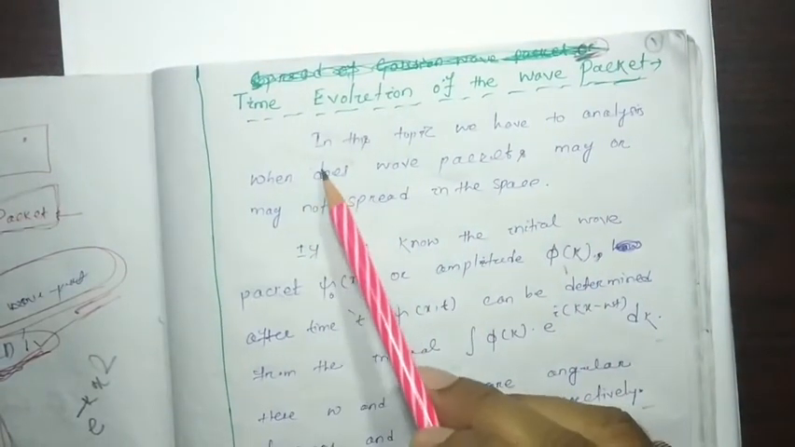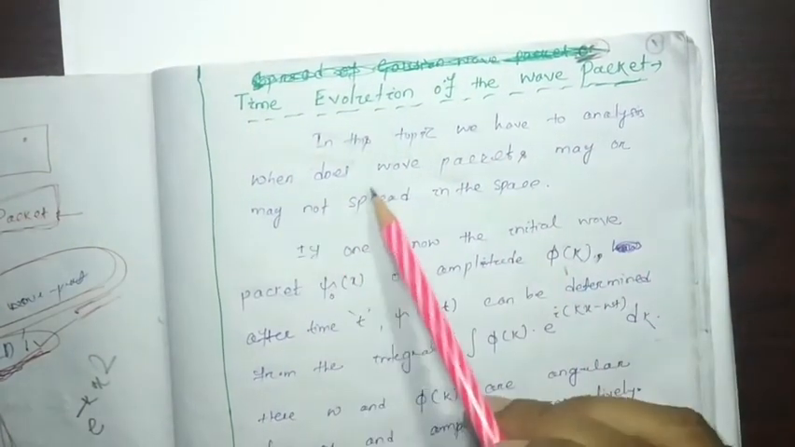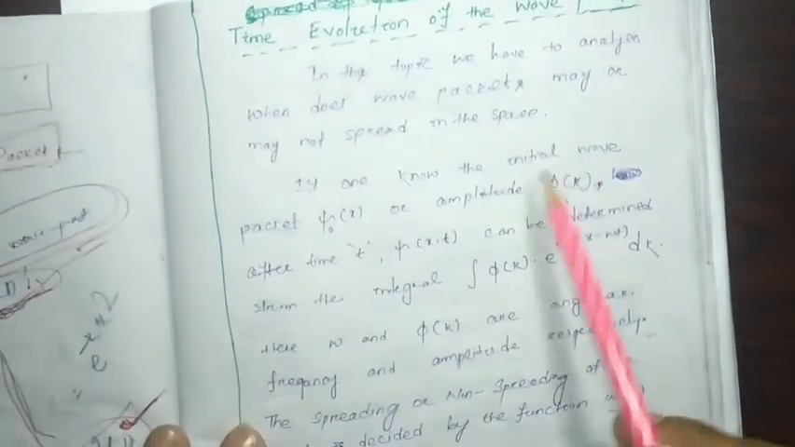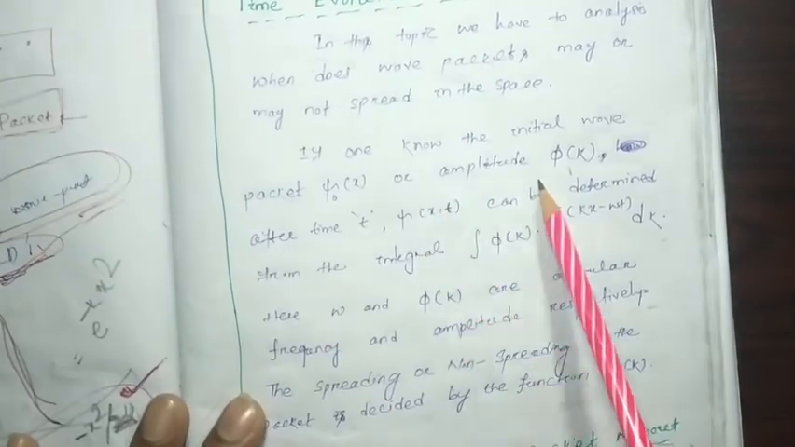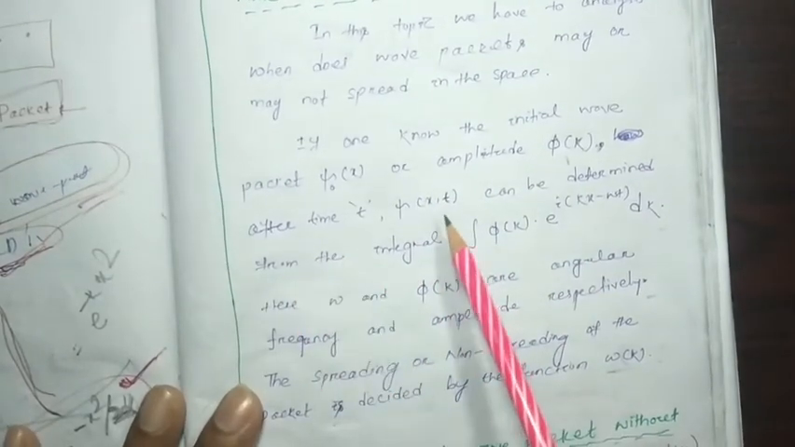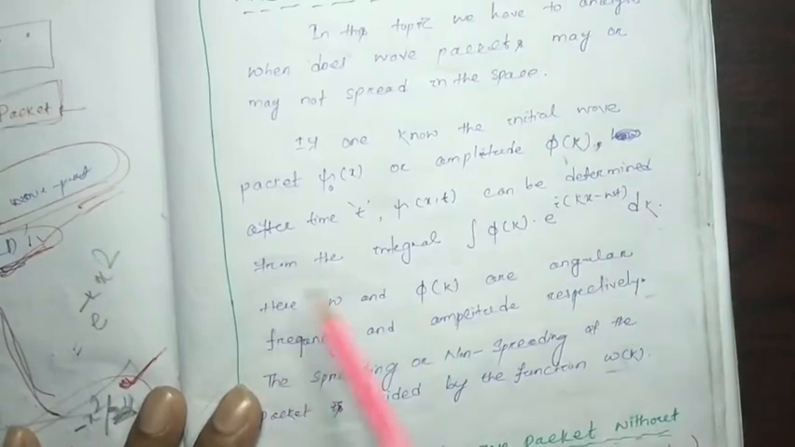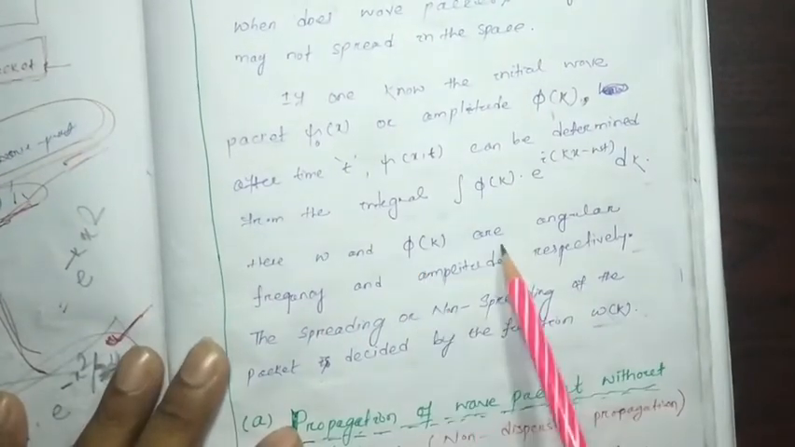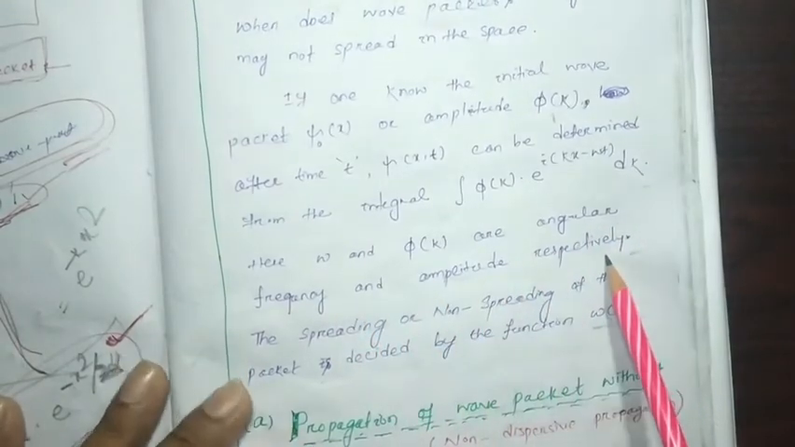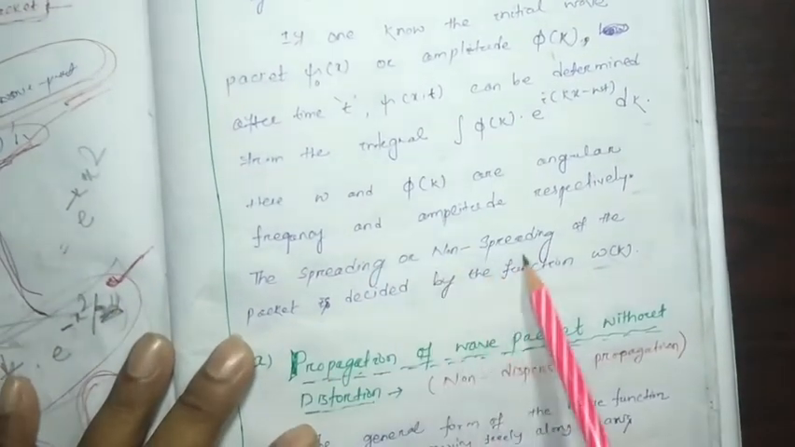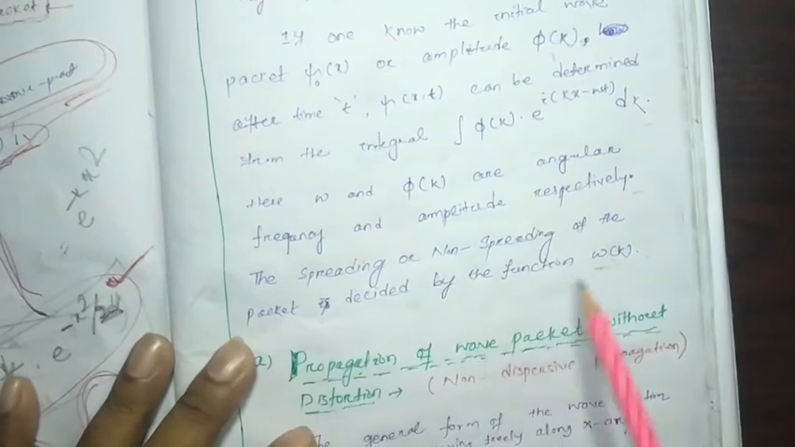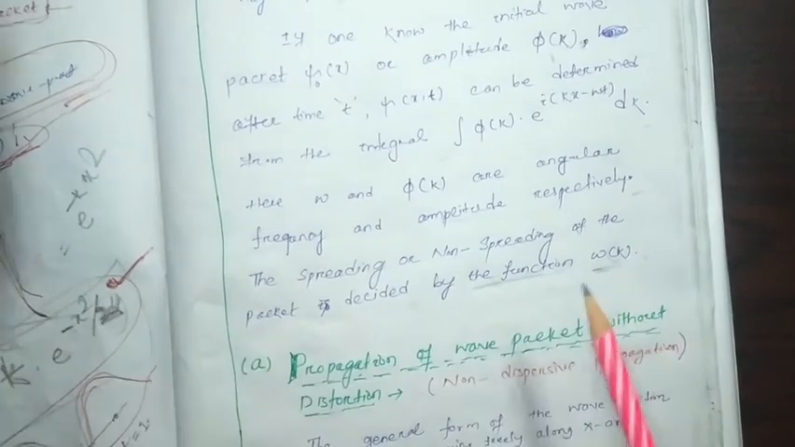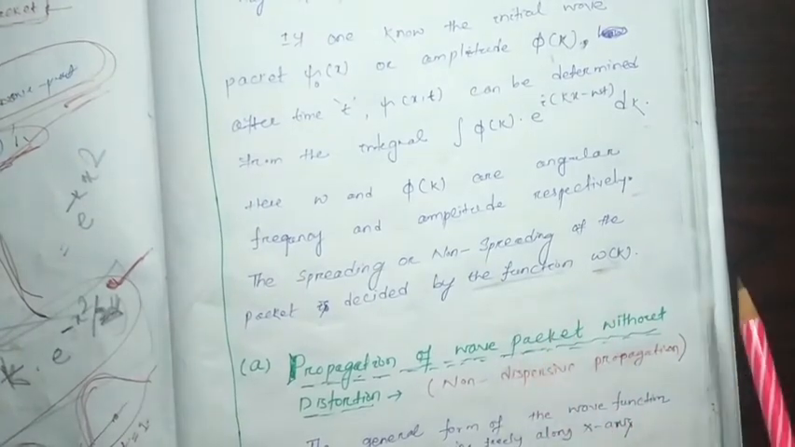Here I have written, in this topic we have to analyze when the wave packet may or may not spread in space. If one knows the initial wave packet or amplitude, after time t, psi(x,t) can be determined from this integral, where omega and phi(k) are the angular frequency and amplitude respectively. The spreading or non-spreading of the packet is decided by the function omega(k). How, we are going to discuss.